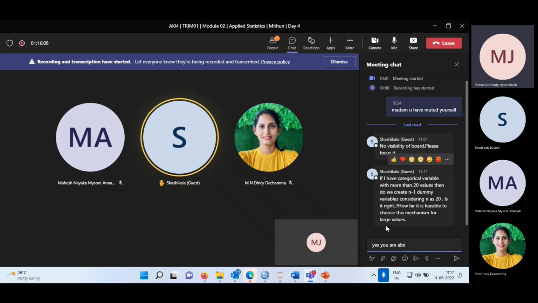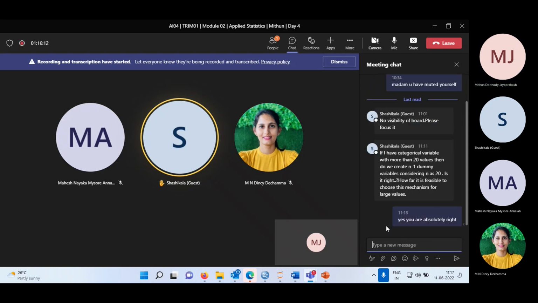You are absolutely right. n minus 1, that is the thing. But these days people don't go to this extent. Large or small, any number of categories that you have, n minus 1 groups is what we make.